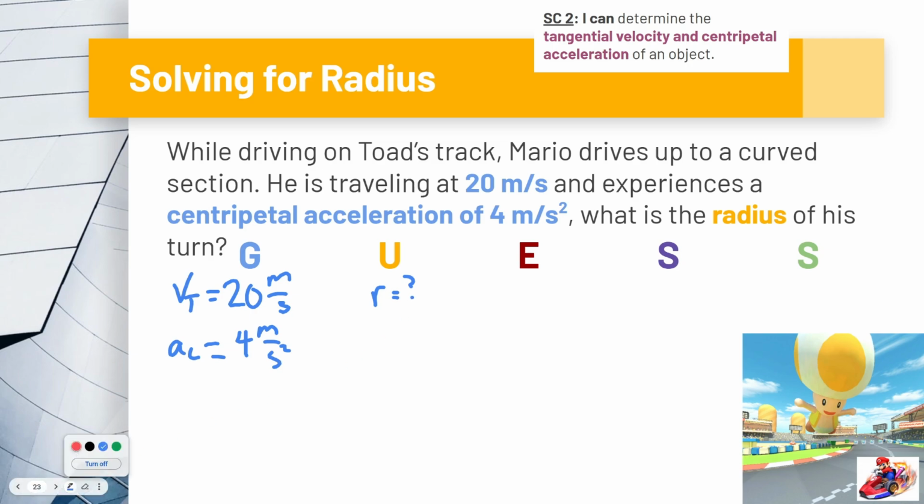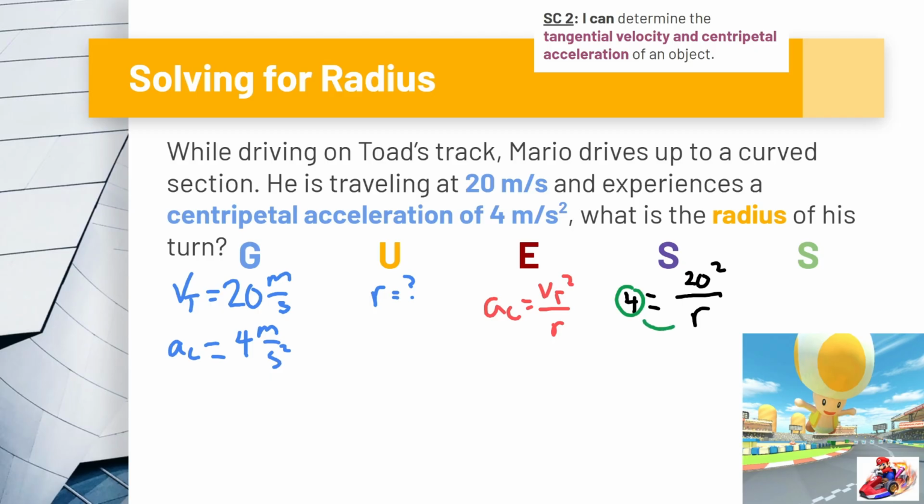All right, again, same equation. And from here, we just got to plug things in. AC is 4, VT is 20, and then R is our unknown. So the way to solve this, the 4 and the R switch places.